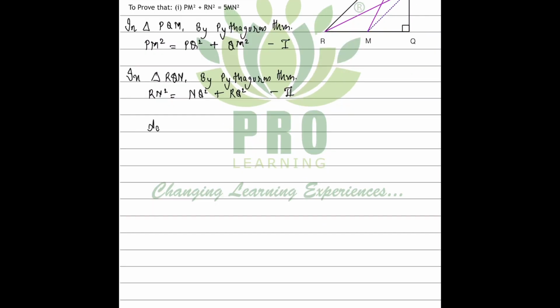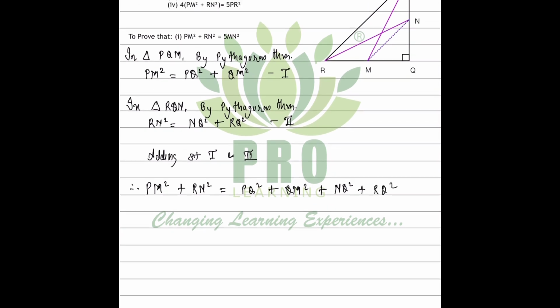Adding statement number 1 and 2, what we get is, therefore, PM square plus RN square is PQ square plus QM square plus NQ square, that is NQ square plus RQ square. Now if you look at the right hand side we need 5 MN square. MN is the hypotenuse of this tiny triangle.